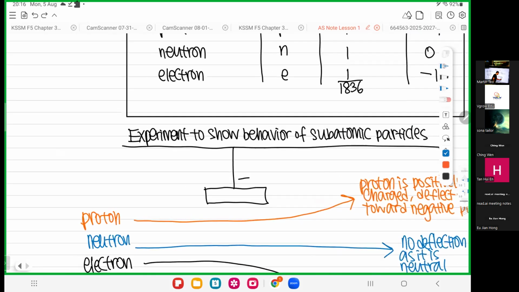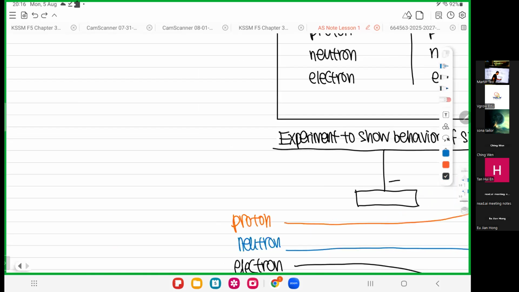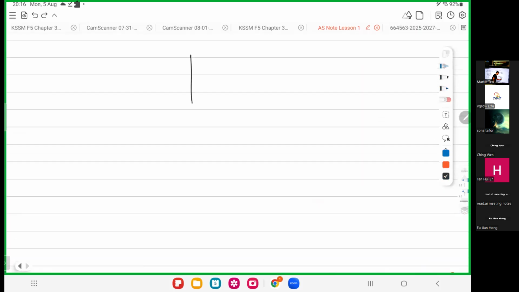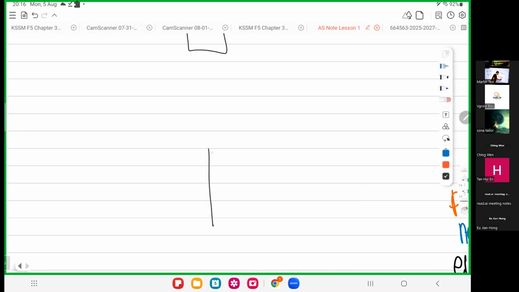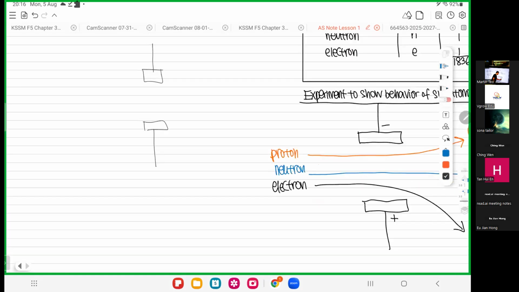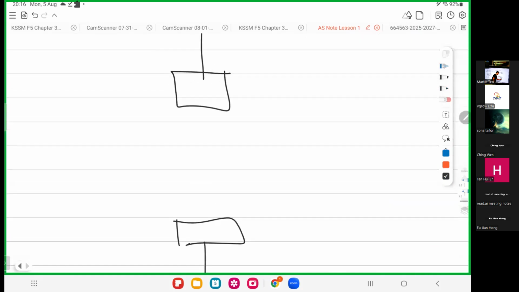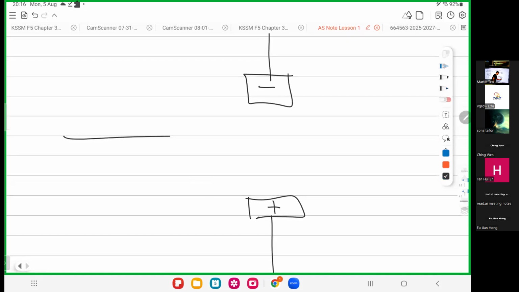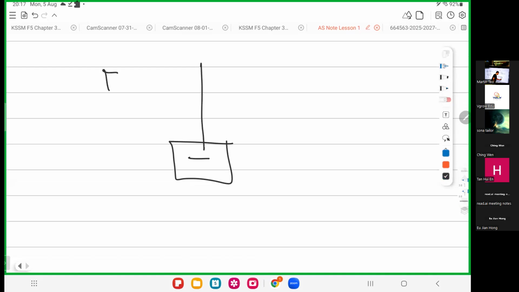Look at here. So today, this is what we call an electric field. This is the plate. So here it's minus and positive. Can we make it opposite? Can we put positive on top and negative at the bottom? No problem, as long as they are oppositely charged. So now we will try to let proton, neutron, and electron pass through this electric field.